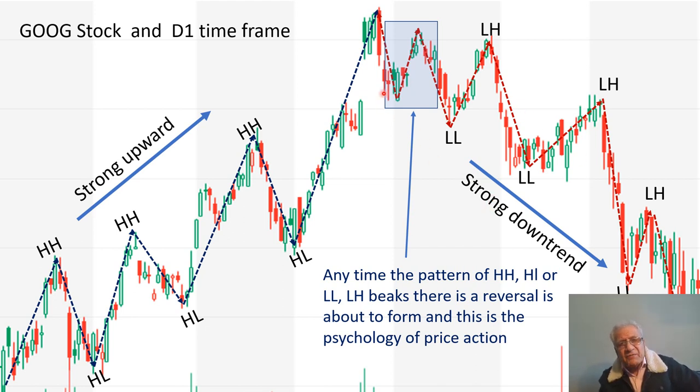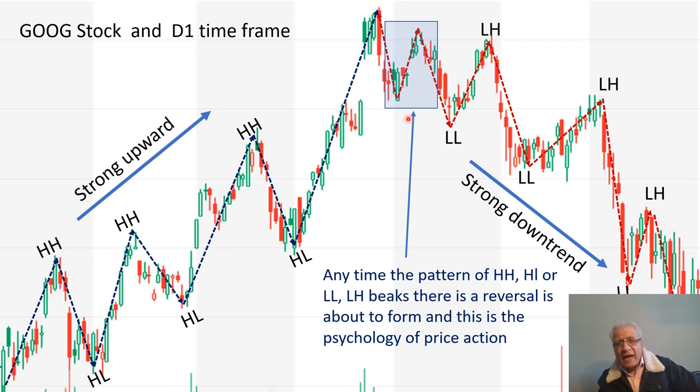Now, this is a very important point that I want to mention in this price action. Anytime in a strong uptrend the trend becomes fatigued and tired, you see that this pattern of higher high, higher low, higher high, higher low breaks at the top. Here we have higher high, and we have higher low here, but we don't have higher high again. So it means the pattern breaks in this rectangle.